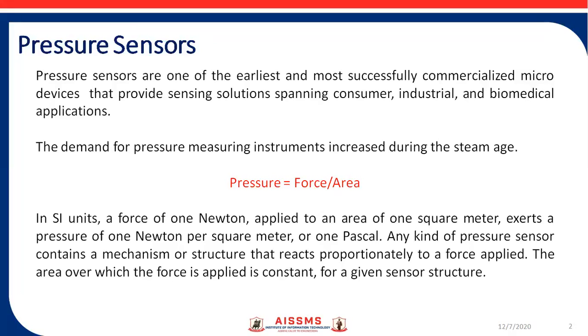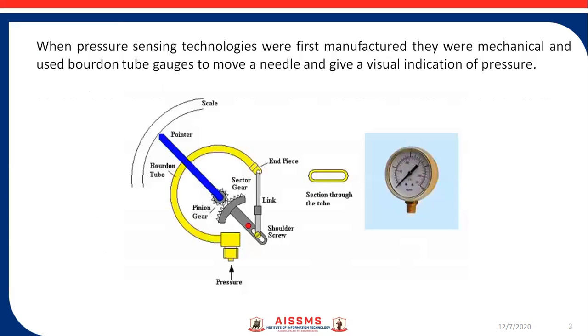Pressure is nothing but force per unit area. In SI units, a force of 1 Newton applied to an area of 1 square meter exerts a pressure of 1 Newton per square meter or 1 Pascal. Any kind of pressure sensor contains a mechanism or structure that reacts proportionately to a force applied. The area over which the force is applied is constant for a given sensor structure.